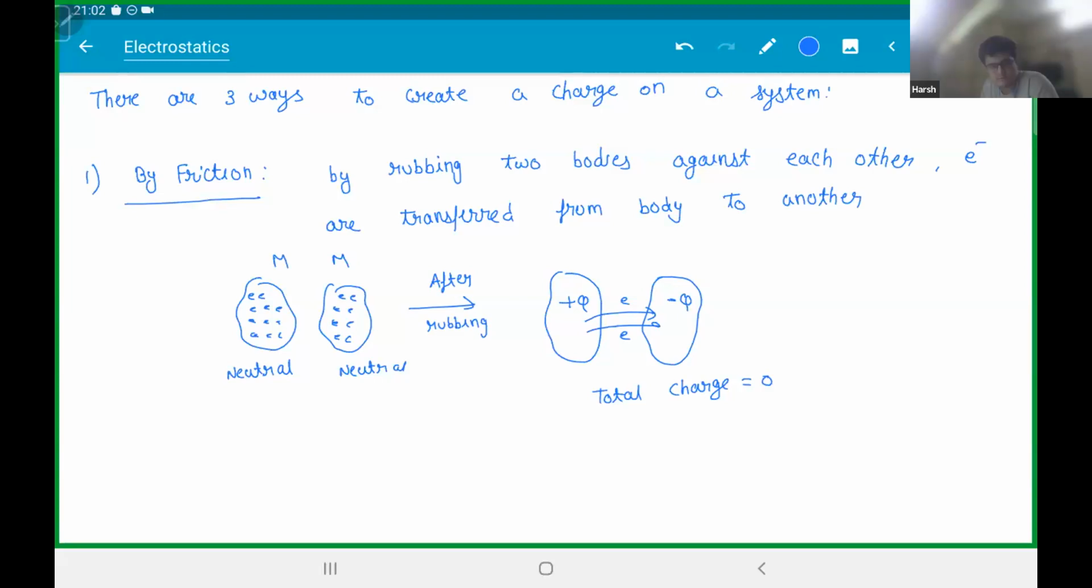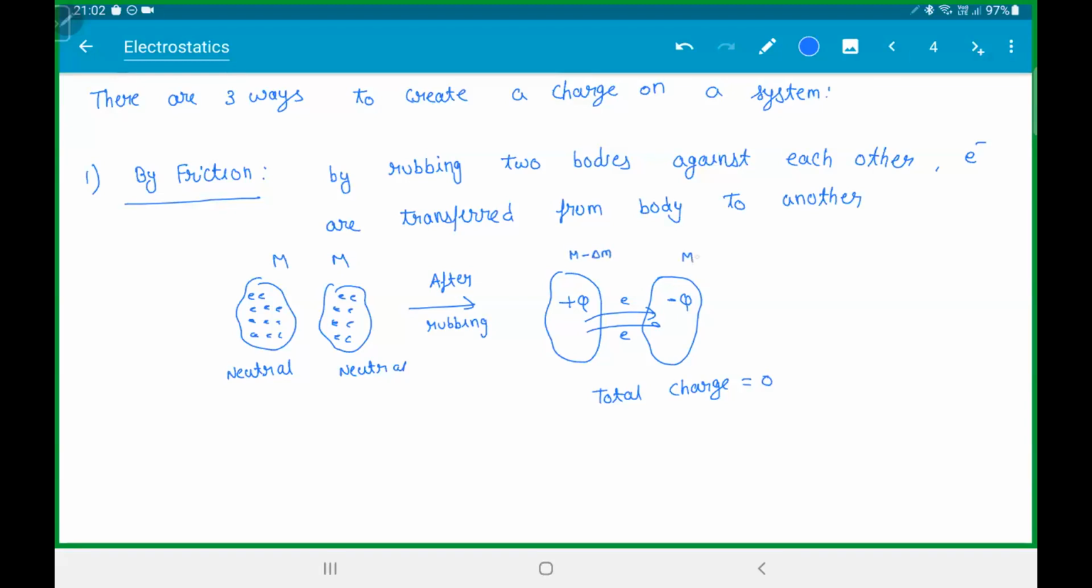Negative. Who has more mass? The negative charge, no? Because it gained electrons. So this one will be m minus delta m, and this will be m plus delta m. It is very small, but yeah, there will be a small change in mass. So this is the first thing.